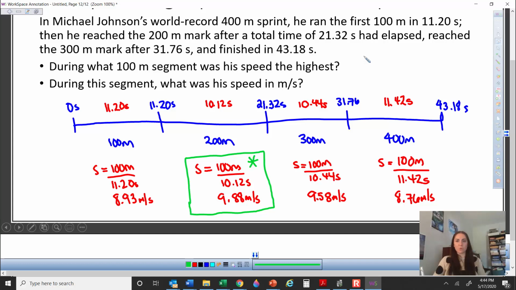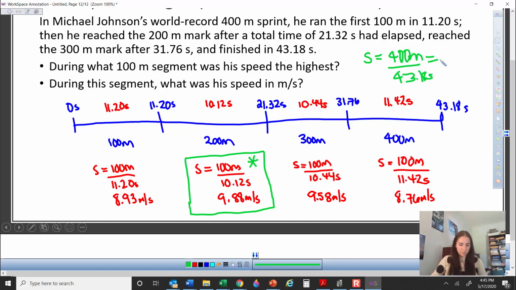For funsies, I'm going to do the whole thing. So what's the average speed in general? So this would be total distance, which would be 400 meters. Oh, I know why my pen is not working, it's not charged. So I'll use my mouse really quick while it charges. 400 meters divided by the total time, right? Total distance divided by total time.